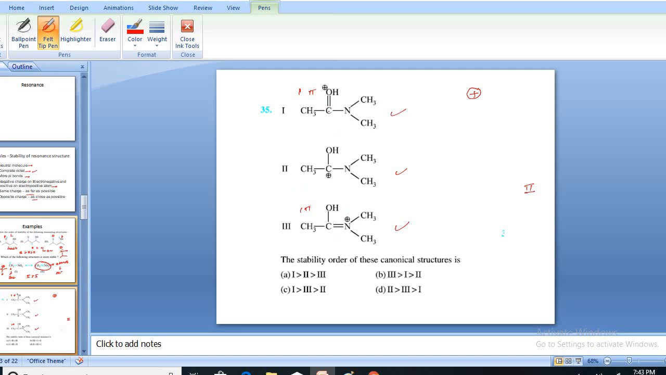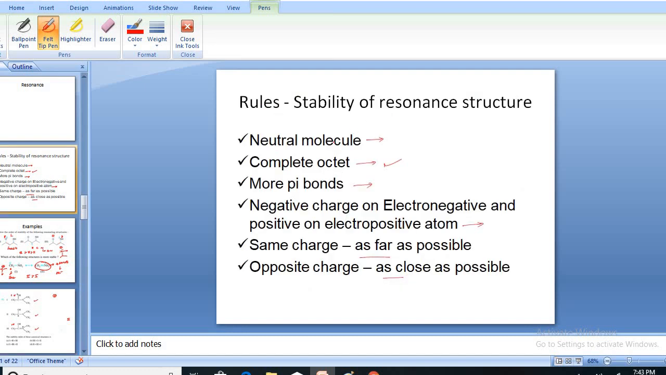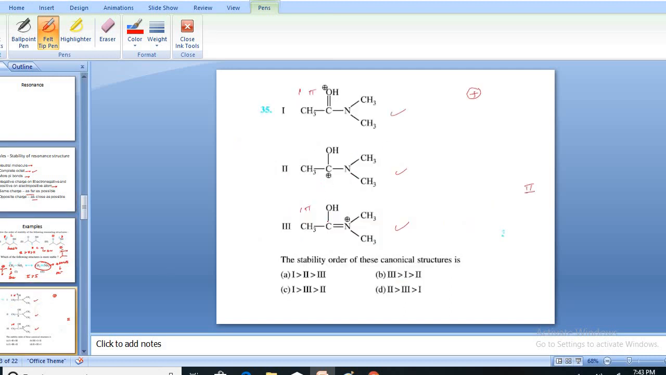Now let's try to decide between these two. What is the next? First is neutral molecule, then you have complete octet. So let's first see the complete octet. Same number of pi bonds, so it's pretty much simple. Nitrogen, again 4 bonds, complete octet. Oxygen is again complete octet, right? I could simply prove this as well because there is one lone pair over here. This oxygen is connected to a hydrogen, and then there is a double bond and there is a positive charge. Obviously there has to be one lone pair. So 3 bonds means 6 electrons, 6 plus 2 is 8. So the octet is complete here. Again the octet is complete here.